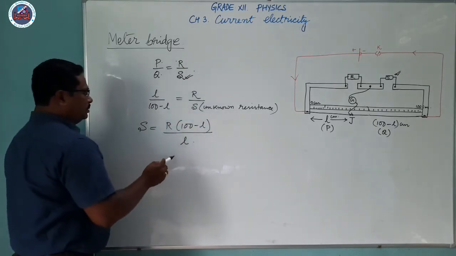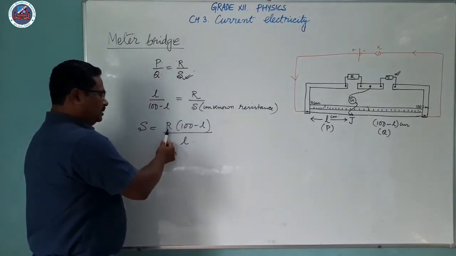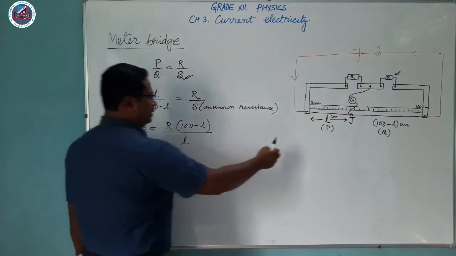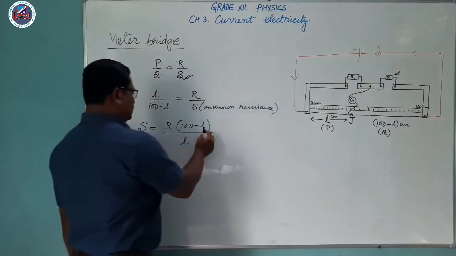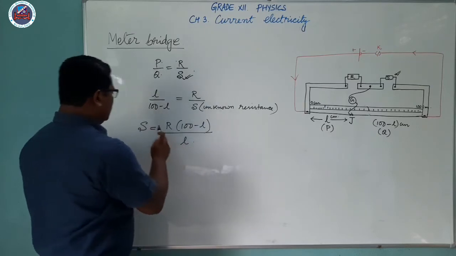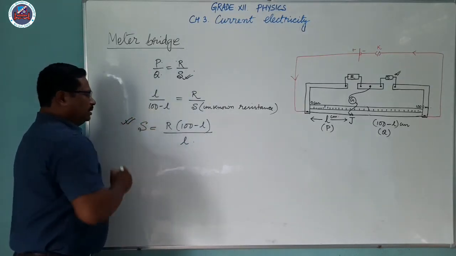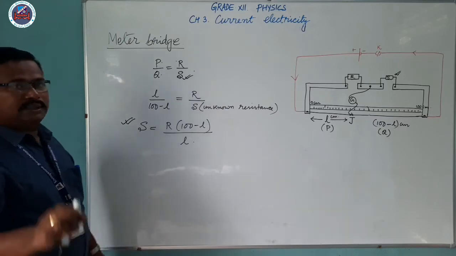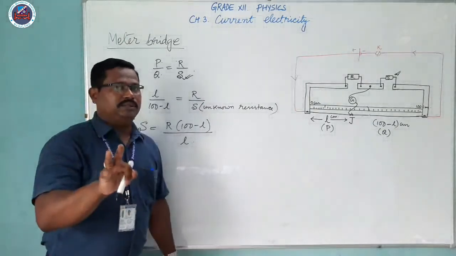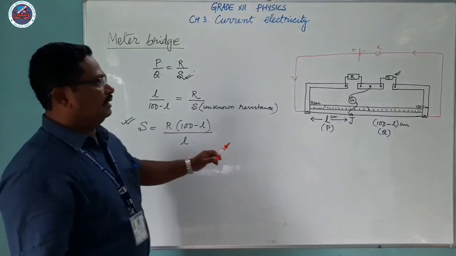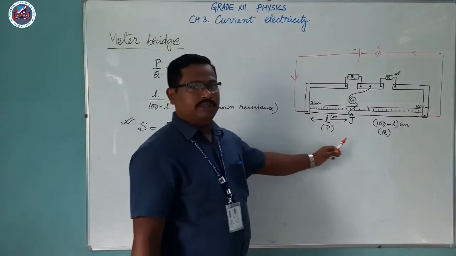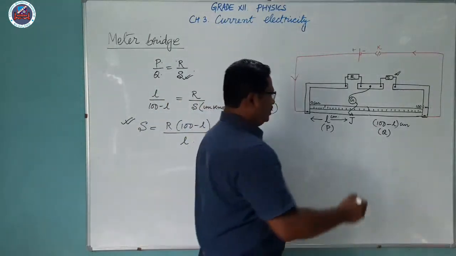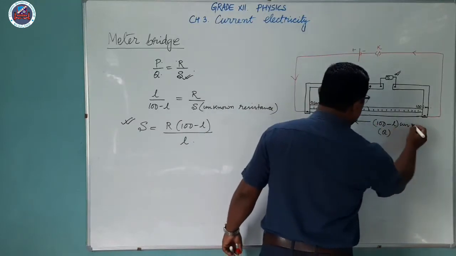By putting the values of R, the known resistance, and the length L, how many centimeters it is, we come to know about the unknown resistance, that is S. This is how it works. So three things you have to know. What is a meter bridge? First of all, it is a practical form of Wheatstone bridge.